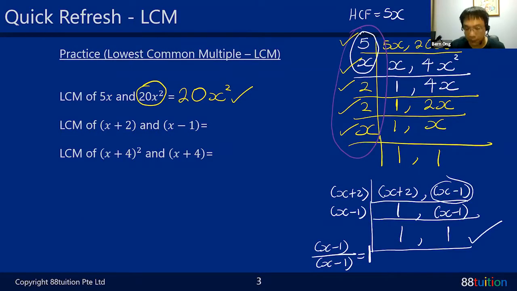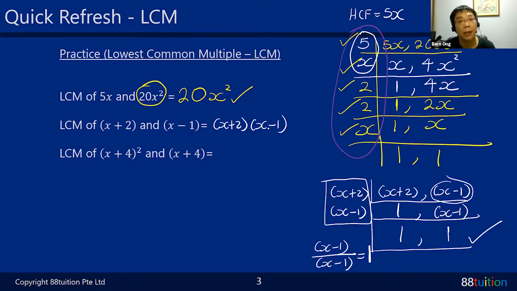So what is your LCM for this question? Your LCM is the whole thing, which is x plus 2 and x minus 1. It's a multiplication. This is your LCM. LCM, very important. Later, there's one more very big question.